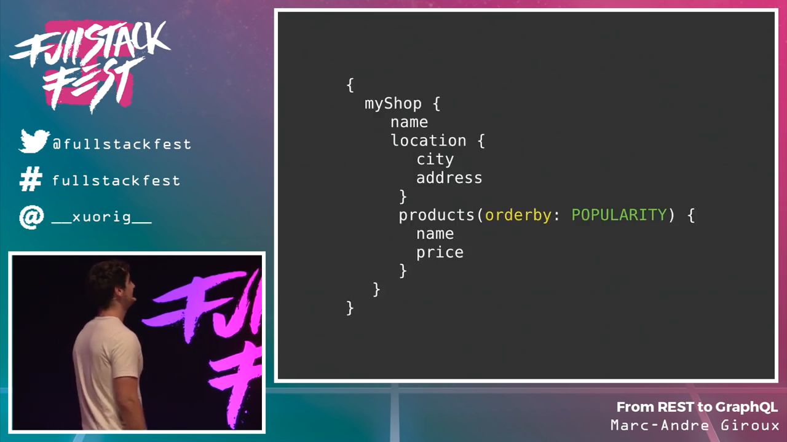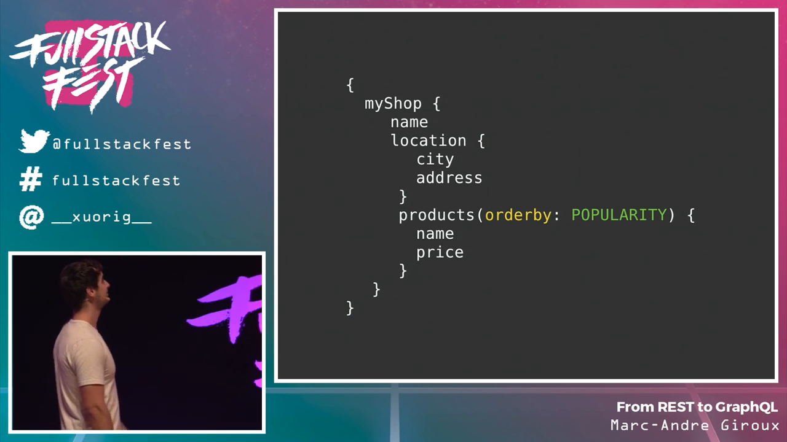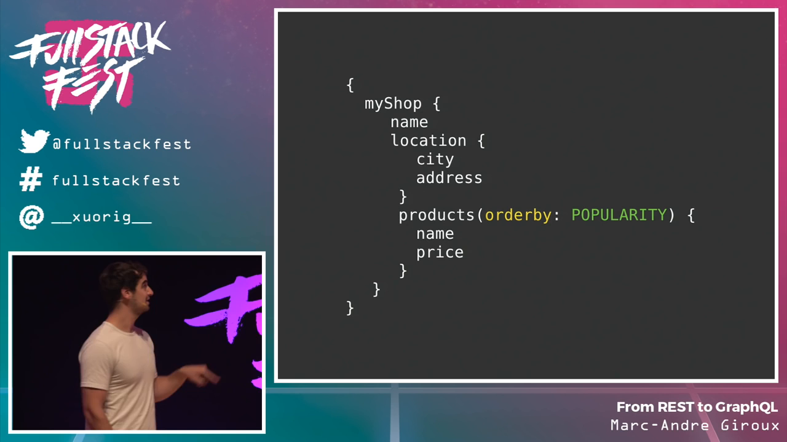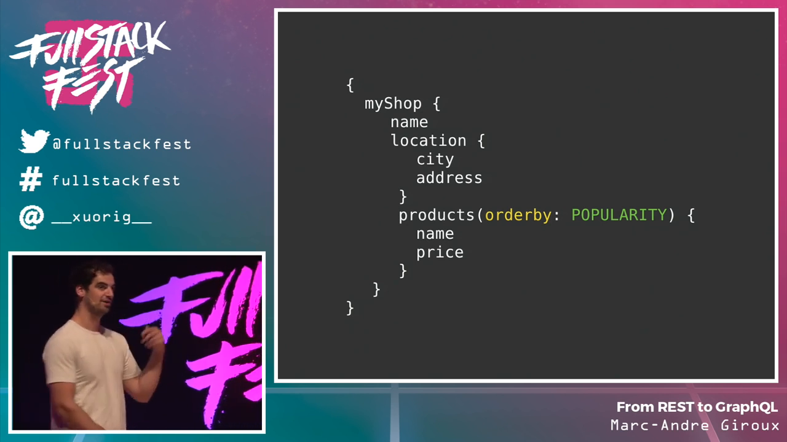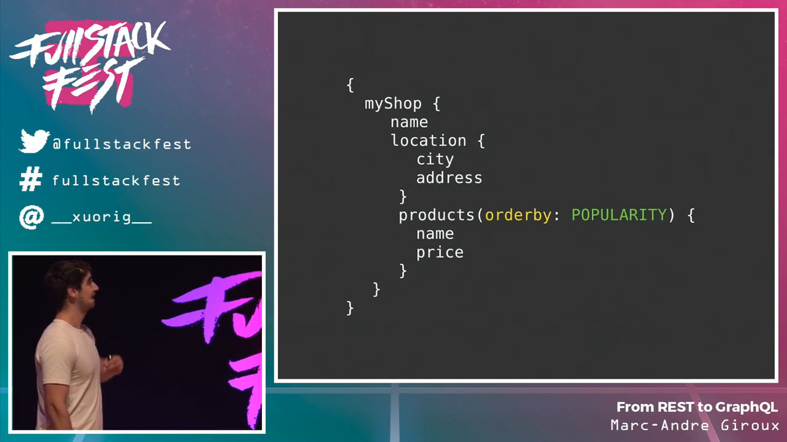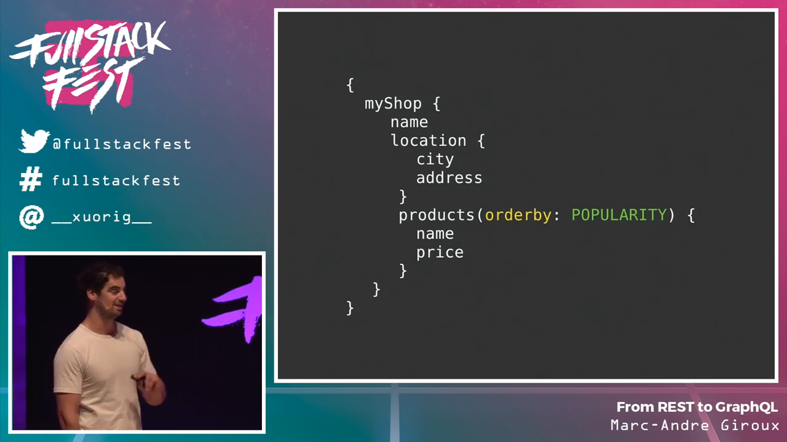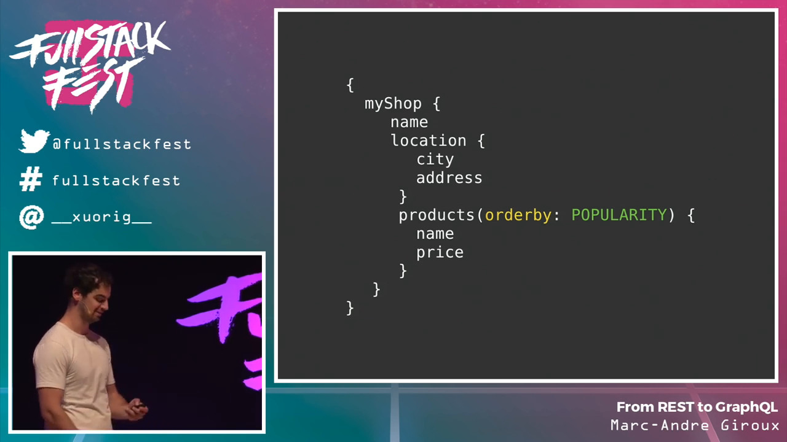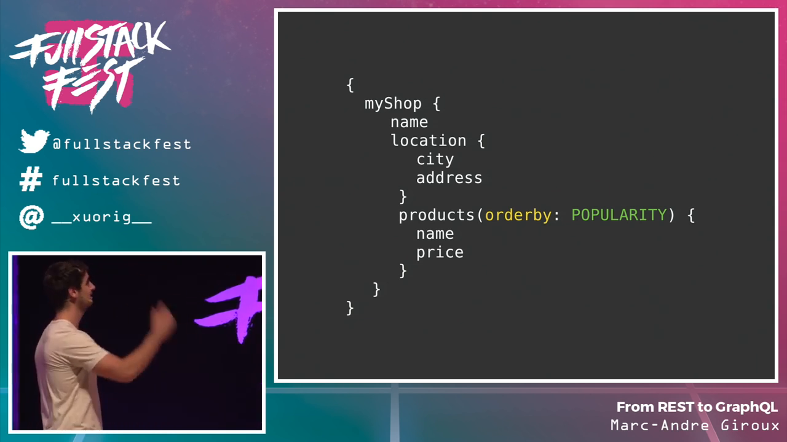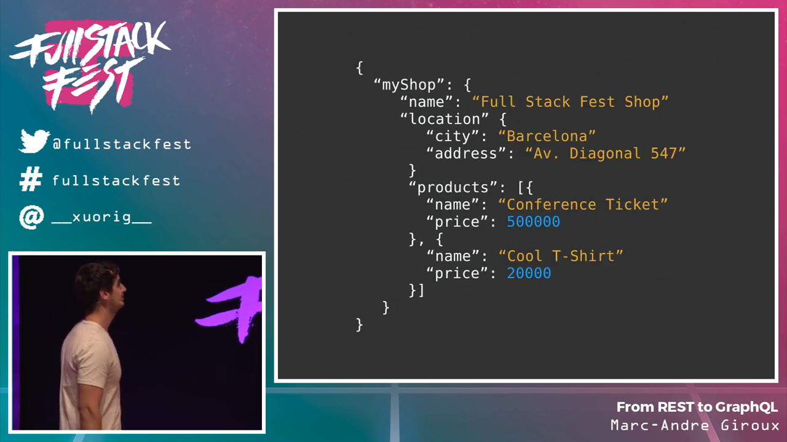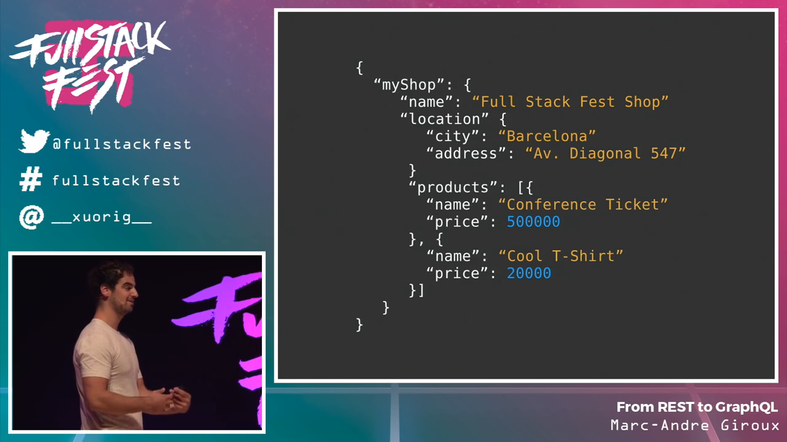So let's take a more complex example this time. We have new things right here. We don't only fetch the name of the shop, we can fetch complex objects, associations on that shop. So I have the location, of which I only want the city and address, and a list of products, and I want the name and price of each of those. And there's an order by argument, which is an enum. As you could have guessed, the response is just the query with values.